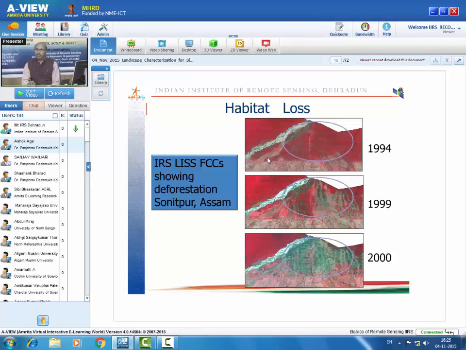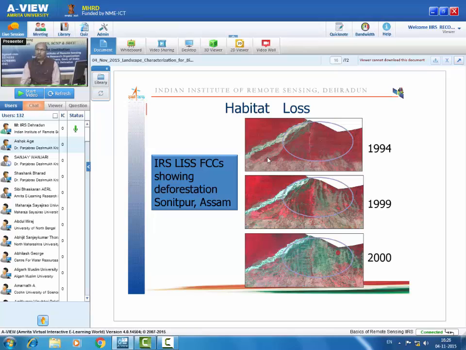You find here where the cursor is, just pay attention here, you will see that the redness has gone from here, and you can see some cyan color and some whitish yellow color coming in between. That means the tree cover has been removed from this area, and if you look at the 2000 image, the entire area is now in cyan color. Most of the forest which was found in this area has been removed in just 6 years. So that is very alarming.